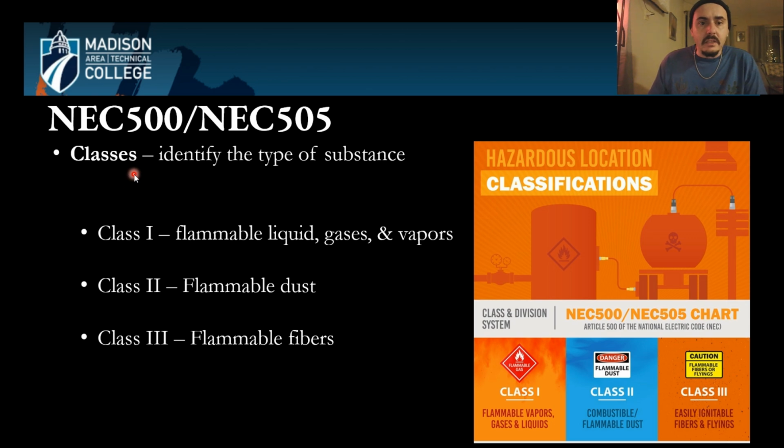All right, so classes. The classes identify the type of substance. If we look over here and down here, we have class 1, class 2, class 3. Class 1 is flammable liquids, gases, and vapors. Class 2 is flammable dust, and class 3 is flammable fibers. Each of these will require a different approach when considering what to bring for PPE, and also what to consider if there is an actual fire. So we're going to fight these fires differently.